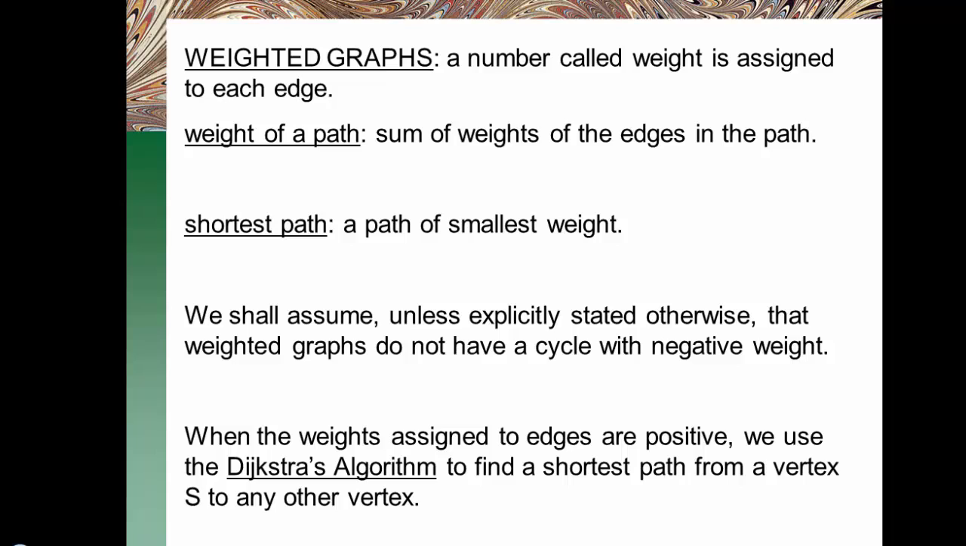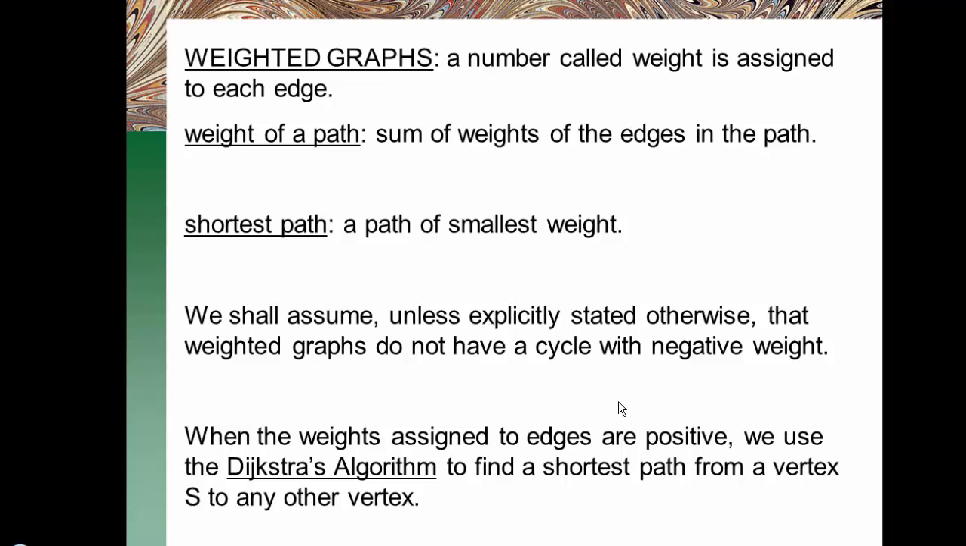Let's consider graphs where each edge has a number associated to it. Those type of graphs are called weighted graphs. The weight of a path is the sum of weights of the edges in the path. Shortest path is a path of smallest weight. We're going to consider graphs that don't have cycles with negative weight. In fact, we're going to consider weights assigned to edges that are positive.